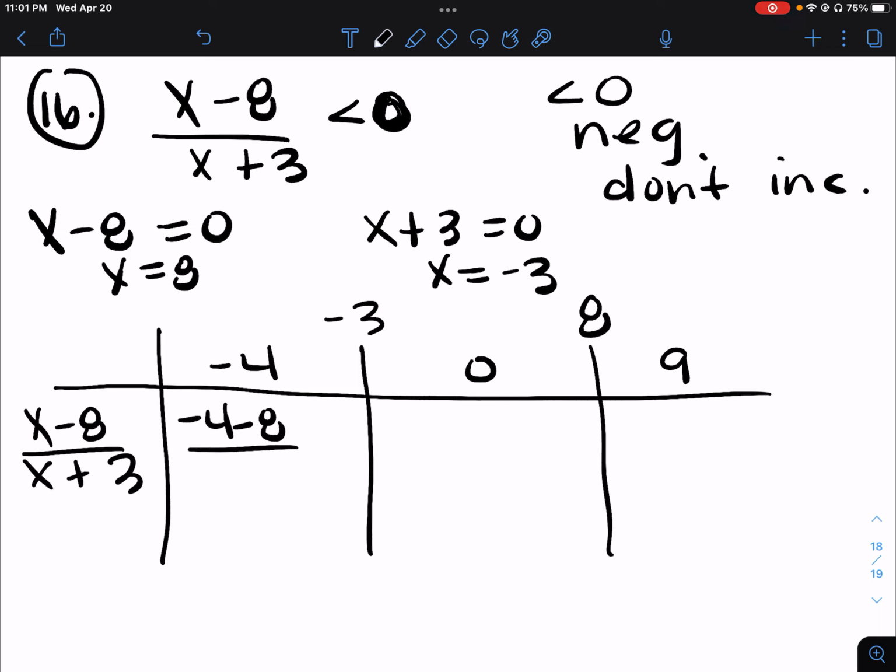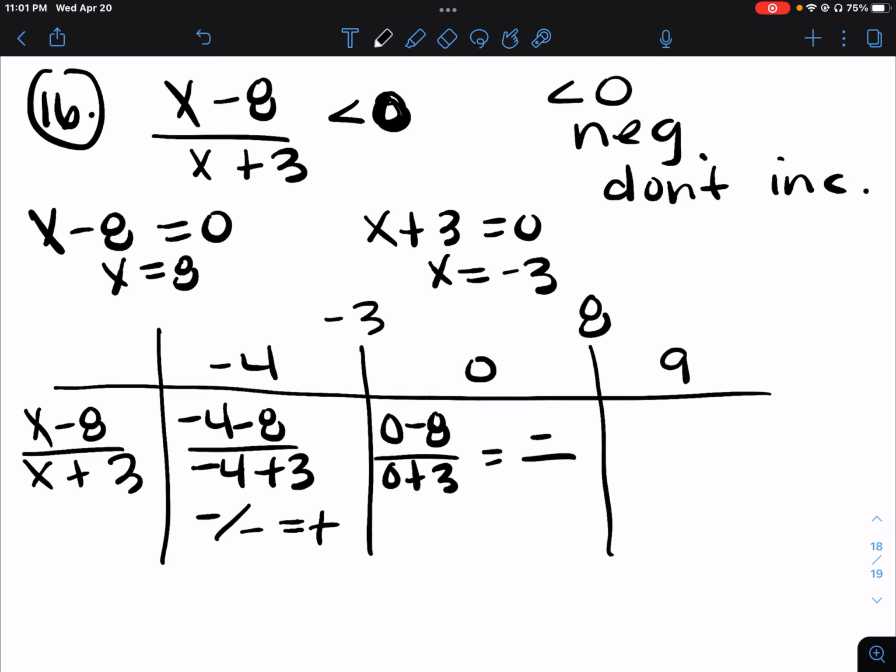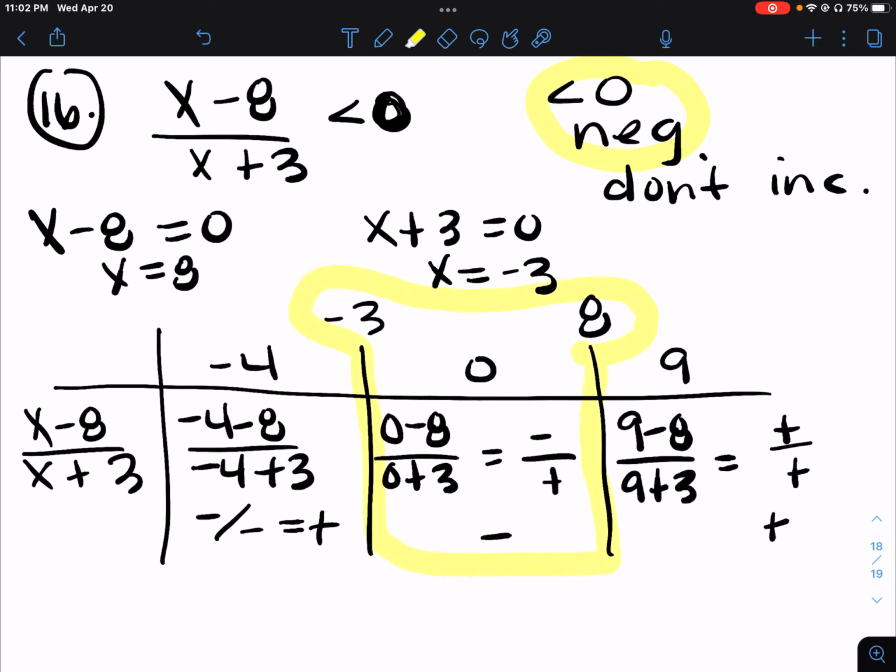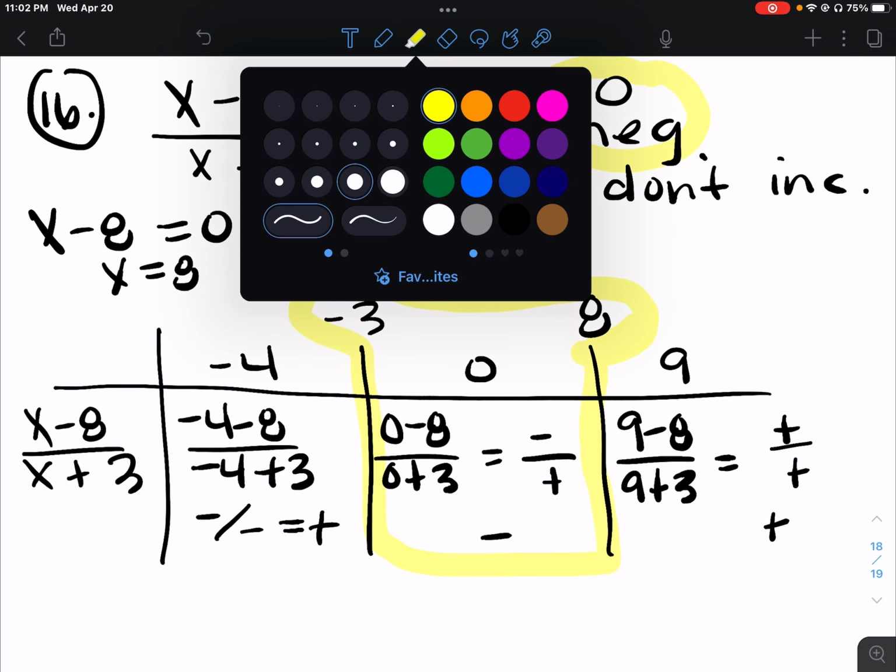Minus 4 minus 8, minus 4 plus 3 is a negative divided by a negative, positive. Plug in here, we get a negative divided by a positive. We get positive over positive there. Less than 0 means where is it negative? And that is in between negative 3 and 8.